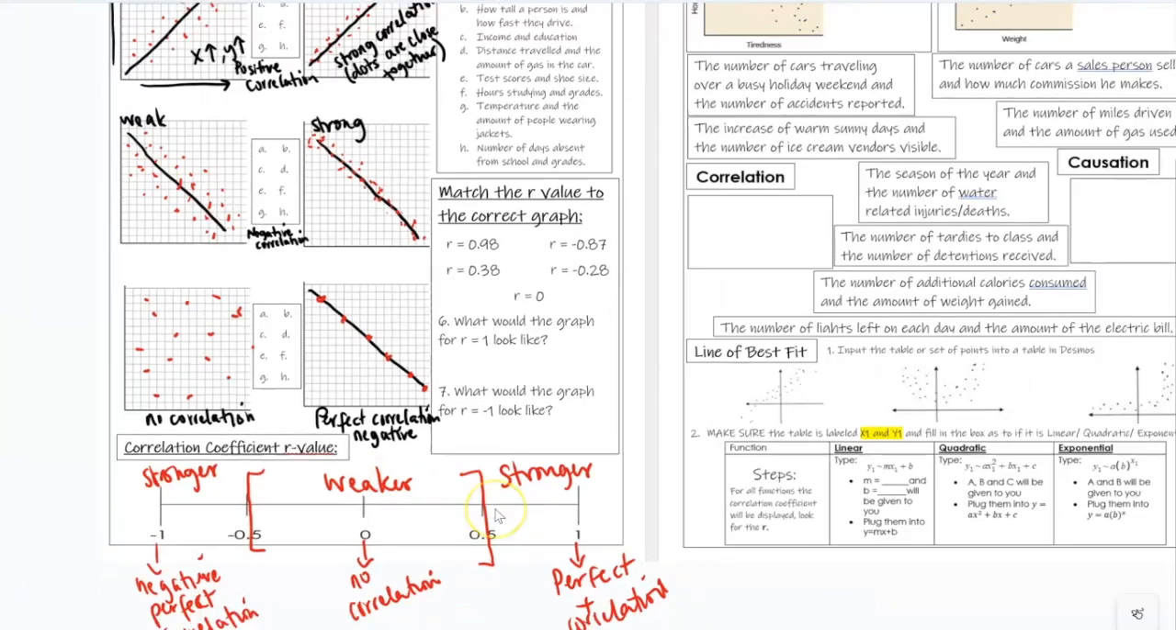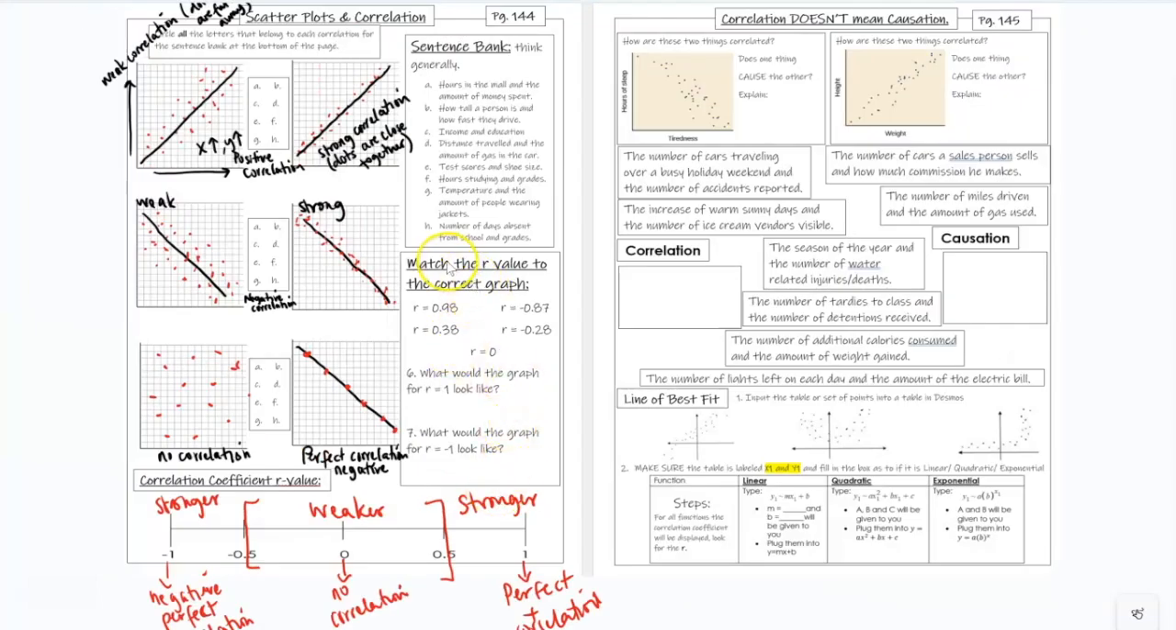All right, now let's check to make sure that you understood that. What we are going to do is match the R value to the correct graph. So I'll do a few and then you do some. Let me do the first one.